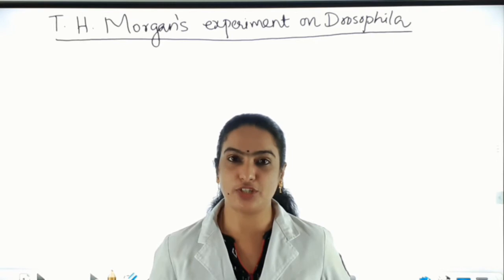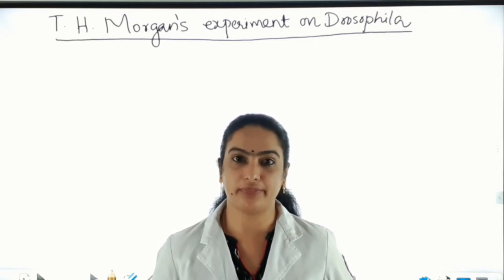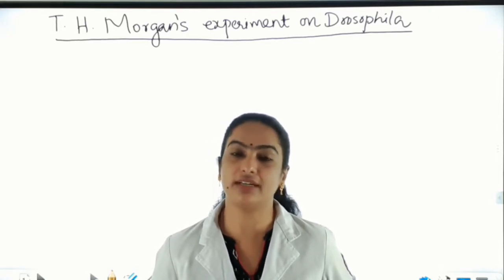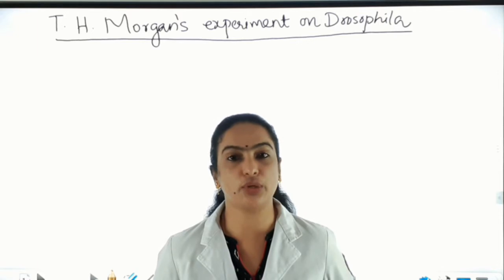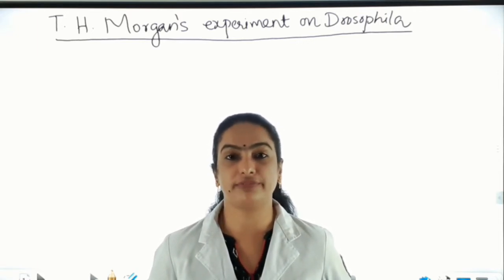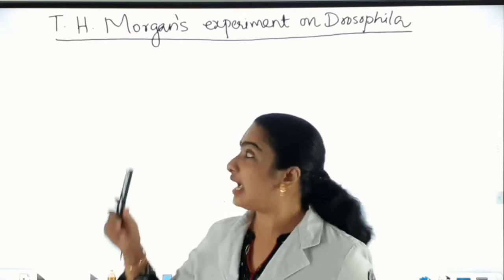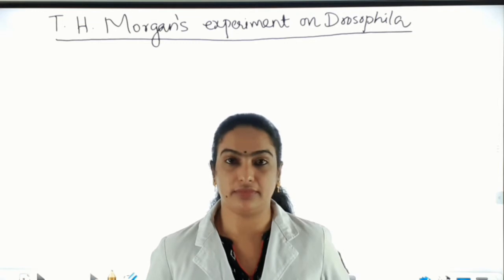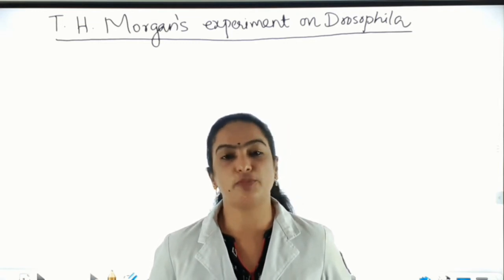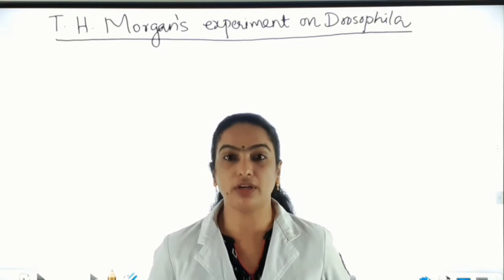Now I am going to teach you T.H. Morgan's experiment on Drosophila. In the last class I taught you about the chromosomal theory of inheritance by Walter Sutton and Theodore Boveri, and the experimental verification of their chromosomal theory of inheritance was given by T.H. Morgan, who conducted an experiment on Drosophila melanogaster, or fruit fly.